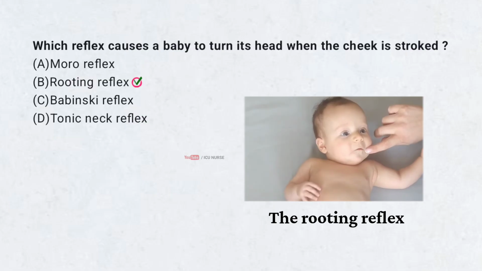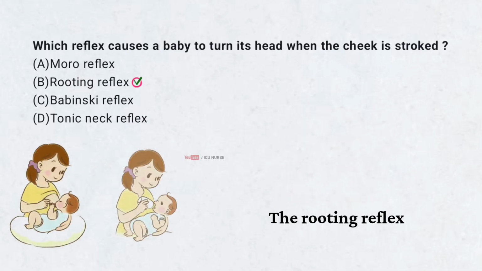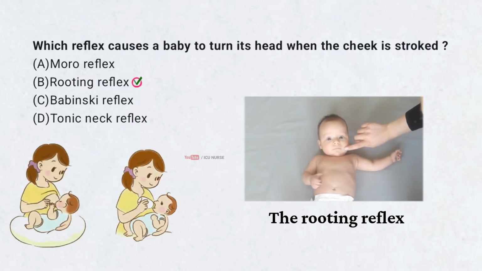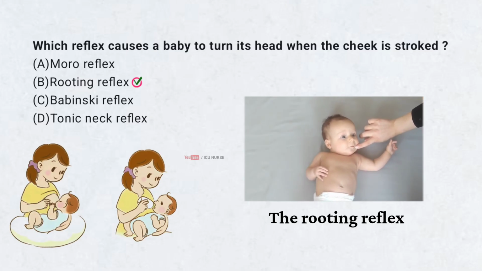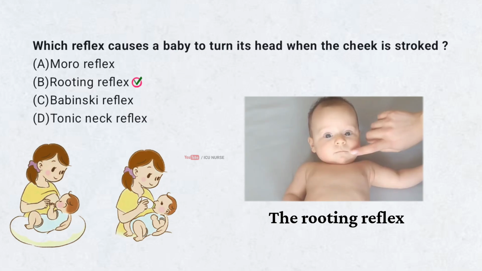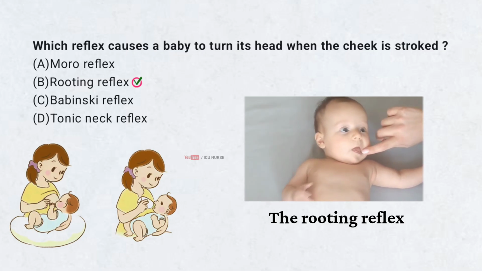The rooting reflex helps newborns find the breast or bottle for feeding. When the cheek is stroked, the baby turns its head toward the touch and opens its mouth. This reflex ensures the infant can latch for nourishment. It typically fades by 3 to 4 months as voluntary head control develops. The absence of this reflex may indicate neurological issues if missing at birth.